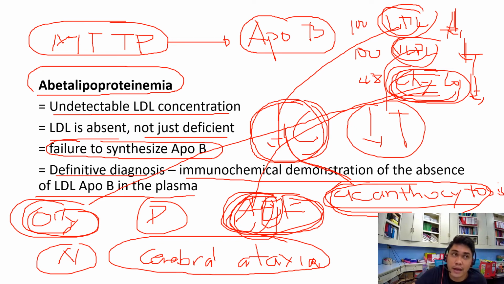And remember, A and E are important in maintaining nerve health. So if there's a problem with vitamin A and E, the patient will experience nerve problems, and it will manifest as cerebellar ataxia. So for cerebellar ataxia, there is poor muscle coordination due to nerve damage. Okay, so that's the flow for abetalipoproteinemia.